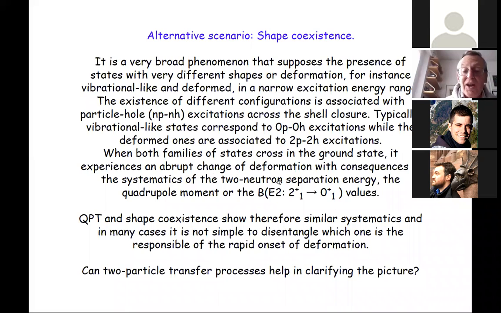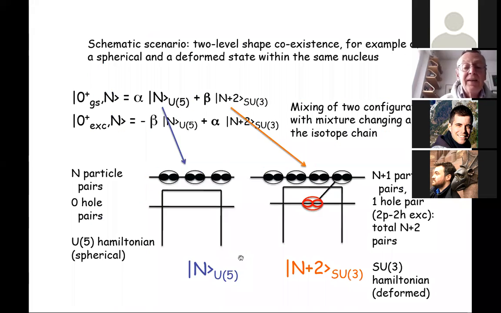an abrupt change of the deformation with consequences in two-neutron separation energy, in quadrupole moment, and so on. But as I will show, it will also make a difference in the two-particle transfer cross-section. Okay. Again, let me make a very simple case.